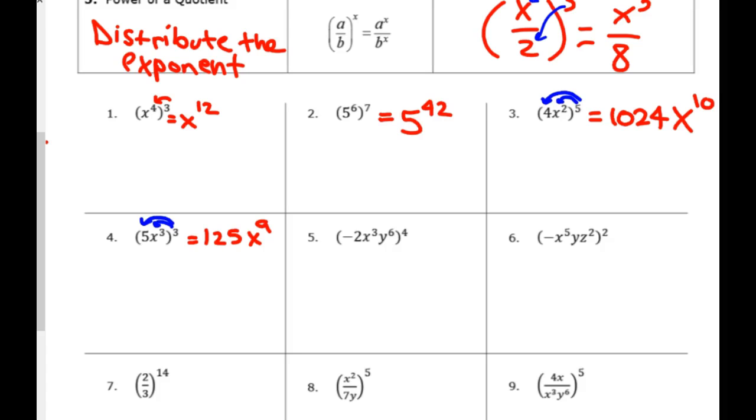Now this next one can be kind of tricky. Negative 2 is going to get to the 4th power, to the 4th power, right? 3. It's kind of hard to see.